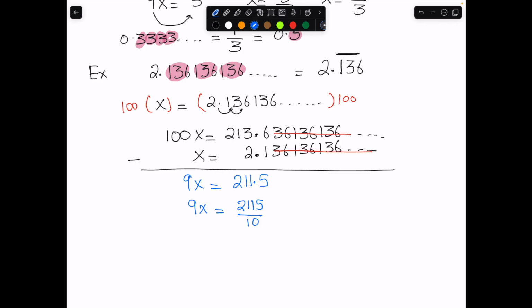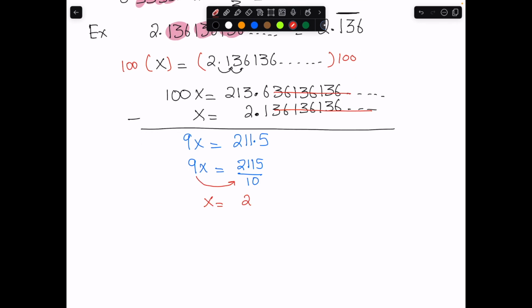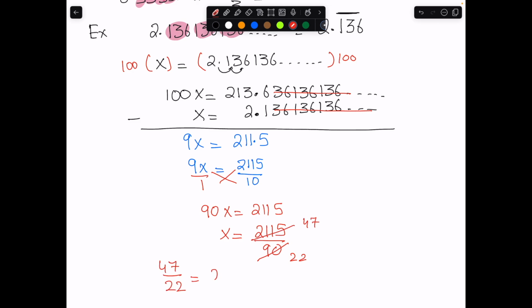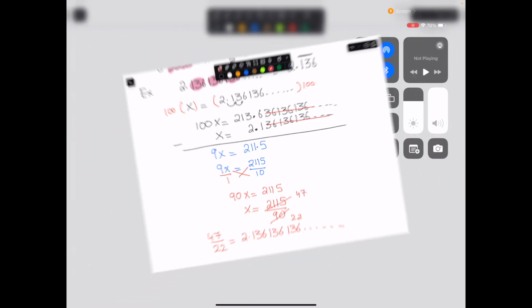So this is 99x. Simply, I can take this 99 to the other side, so my x will be equal to 211.5 over 99, or in simple words, I can write 2115 over 10 and cross multiply. So 99 times 10 is 990x equals 2115, and my x will be equal to 2115 over 990. And I can simplify this, so it becomes 47 over 22. So 47 over 22 is basically 2.136, 136, 136, and so on. That means this is indeed a rational number.